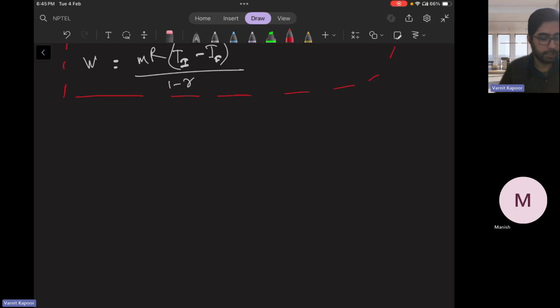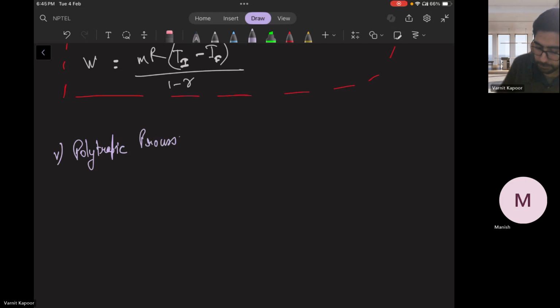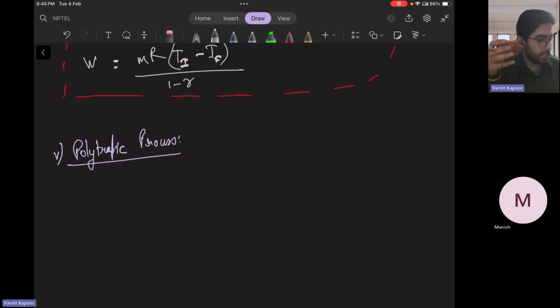Now let's come to the next process, that is polytropic process. So exactly similar to adiabatic process, except some heat interaction takes place here. In adiabatic process, no heat interaction is there, but here heat interaction also takes place. And it follows PV raised to the power of n is equal to constant, where n is your polytropic index.